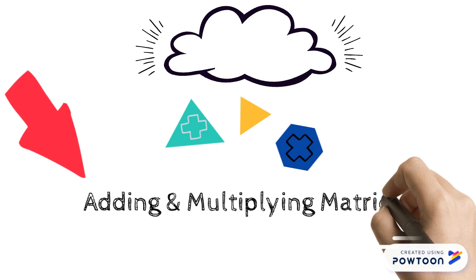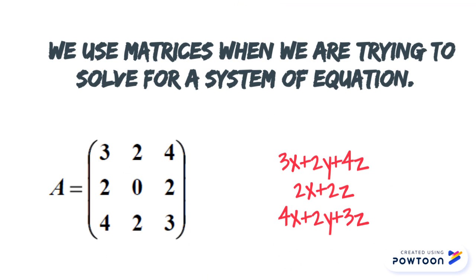Adding and multiplying matrices. We use matrices when we are trying to solve a system of equations. For example, here in A, we can see that we have a 3 by 3 matrix, and this represents a system of equations which is 3x plus 2y plus 4z, 2x plus 2z, 4x plus 2y plus 2.